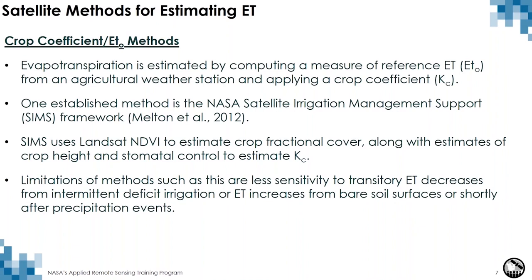So essentially, we're trying to calculate evapotranspiration by computing a measure of what the reference ET is. Reference ET is essentially the amount of ET that would occur under well-watered conditions. And we can estimate that from an agricultural weather station because it's a function of things like solar radiation, temperature, moisture, all those atmospheric controls that we talked about earlier in the presentation. And then applying a crop coefficient. A crop coefficient is very specific to a given crop, and it tells you how much, given the reference ET, you would expect that plant to transpire.